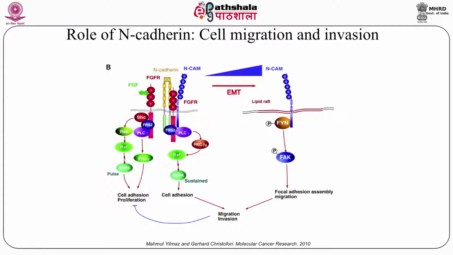Upon loss of E-cadherin function during EMT, N-CAM is highly expressed and a subset localizes to lipid rafts where it associates with P59 fyn, leading to focal adhesion kinase, that is FAK, phosphorylation, focal adhesion assembly and cell migration. This shows that N-CAM mediated signaling pathways are required for cell migration and invasion.